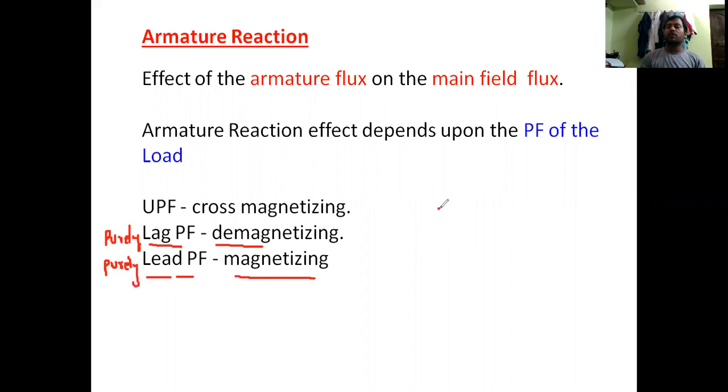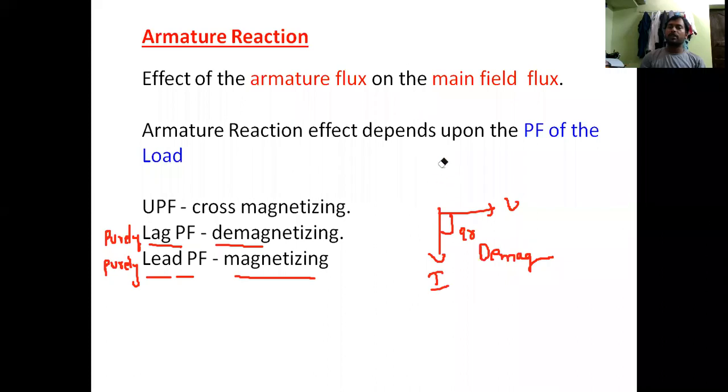For example, this is voltage and this is current. Here, demagnetization. Why is it purely lagging? Because of 90 degrees. The current here, I took approximately. I just want to draw an exact 90 degrees so that you can understand better. So here, this current is exactly 90 degrees leading, so this is a magnetization effect.